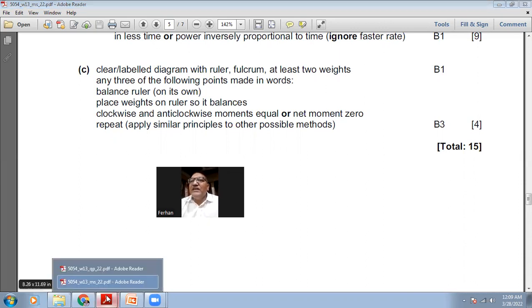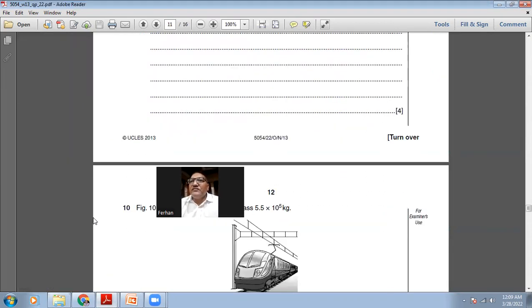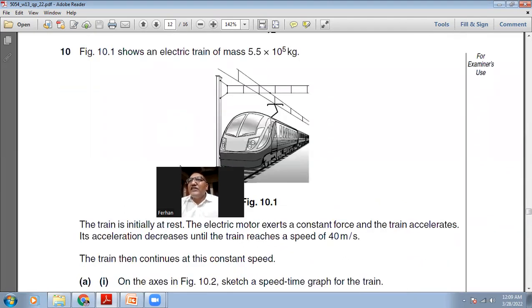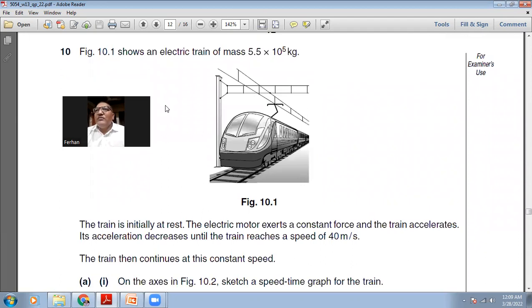So we are done with question number 9. Let's go to the next question. The next question coming up on your screen, question number 10. Figure 10.1 shows an electric train of mass 5.5 × 10^5 kg. The mass of the train is given as 5.5 × 10^5 kg. The train is initially at rest.